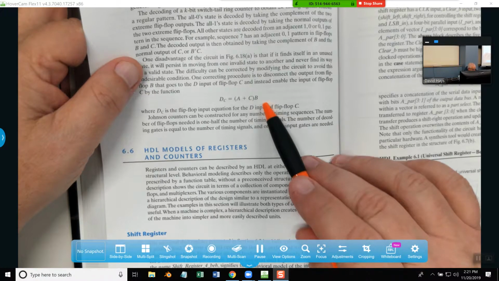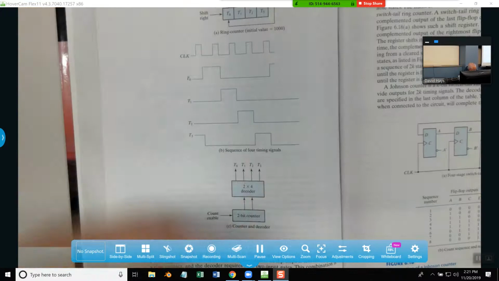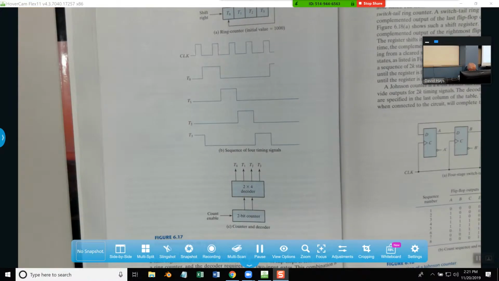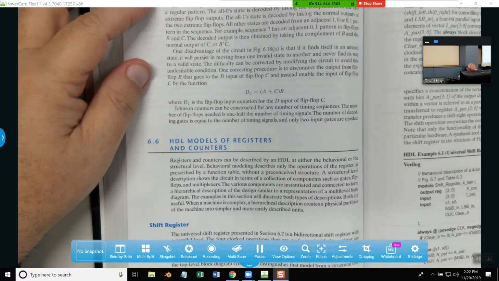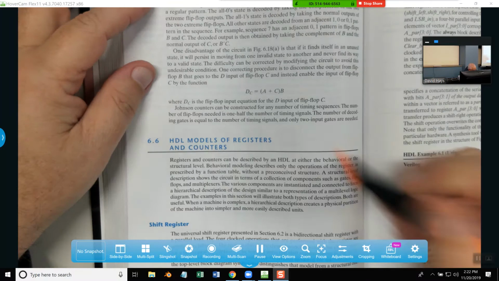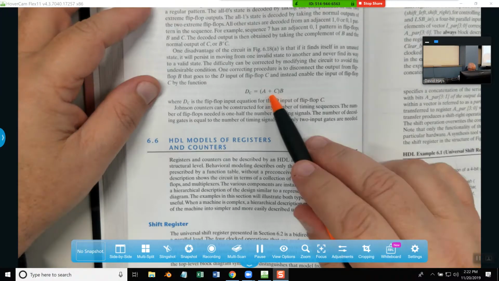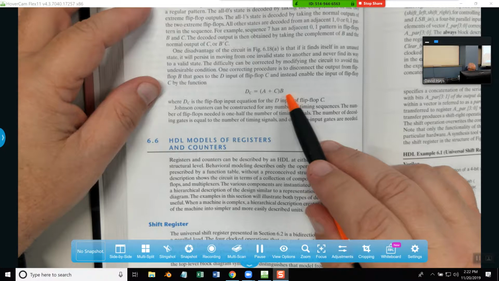So D sub C is equal to A or C and B, where D sub C is the flip-flop equation for the D input of the flip-flop C. Johnson counters can be constructed for any number of timing sequences. The number of flip-flops needed is only 1/2 the number of timing signals. The number of decoding gates is equal to the number of timing signals, and only 2-input gates are needed.